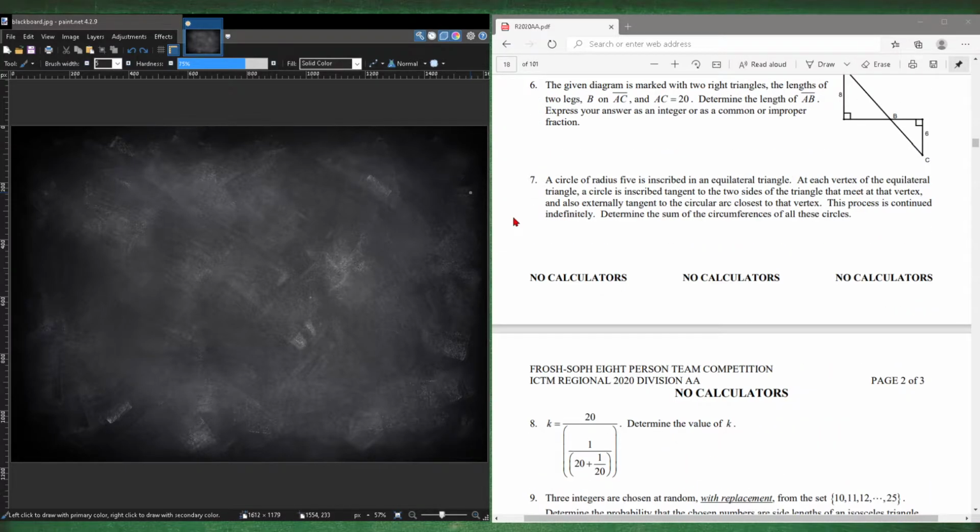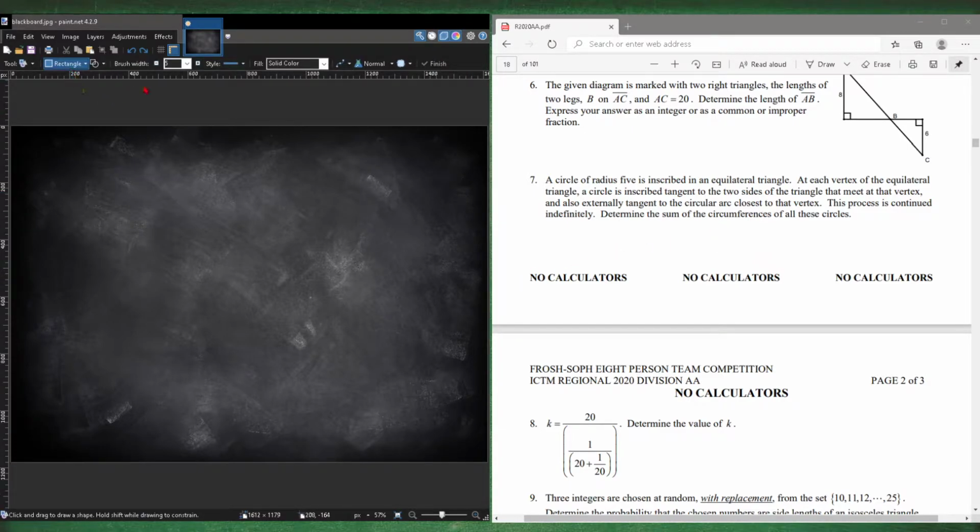A circle of radius 5 is inscribed in an equilateral triangle. At each vertex of the equilateral triangle, a circle is inscribed tangent to the two sides of the triangle that meet at that vertex, and also externally tangent to the circular arc closest to that vertex. This process is continued indefinitely. Determine the sum of the circumference of all these circles.